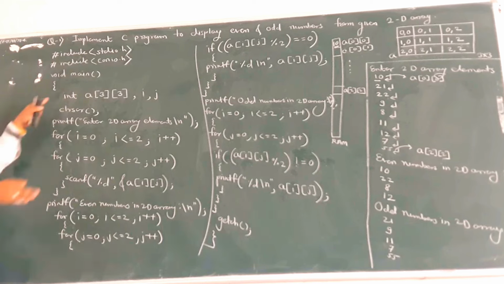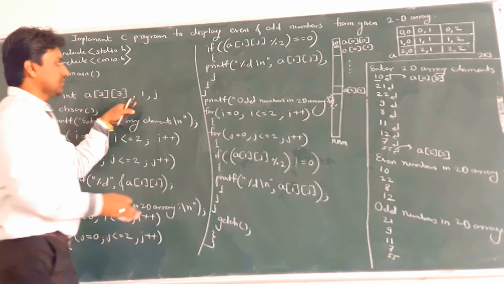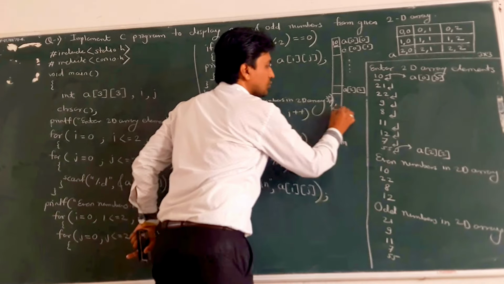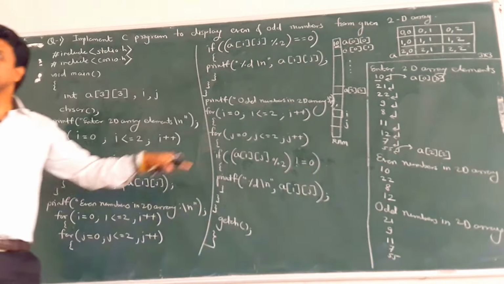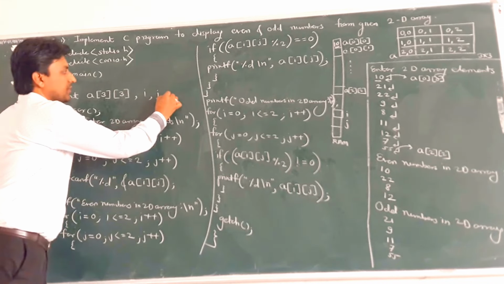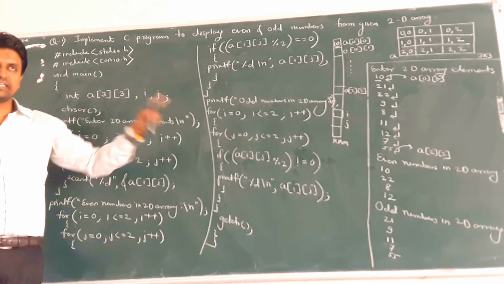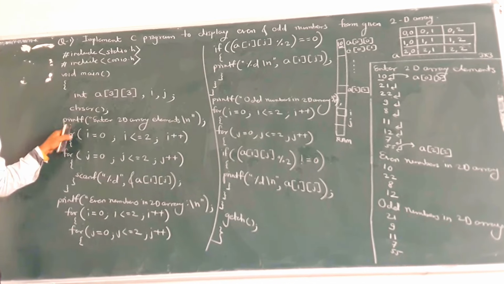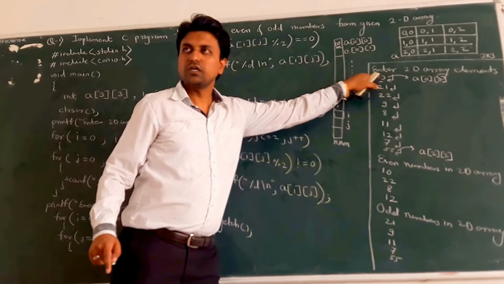So the program starts from the declaration of the two-dimensional array. For this, memory management is done. Also i and j memory is allocated in the stack partition. Next, give a semicolon. Next, clear screen. Whatever may be the output on the console, that gets erased by this statement. Next, enter two-dimensional array elements. This message is displayed on the console.